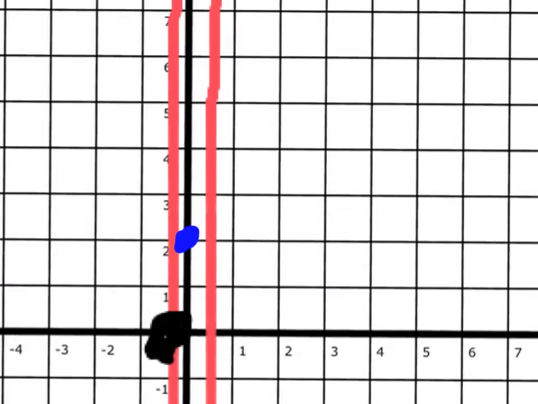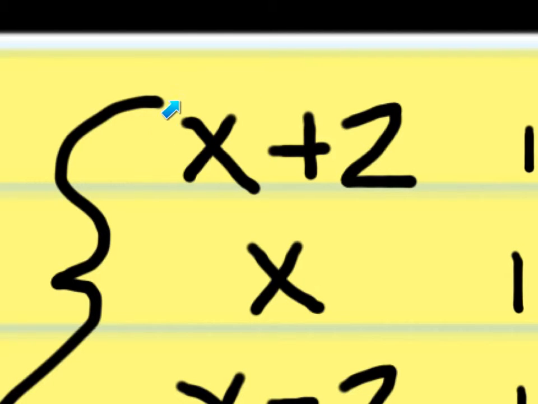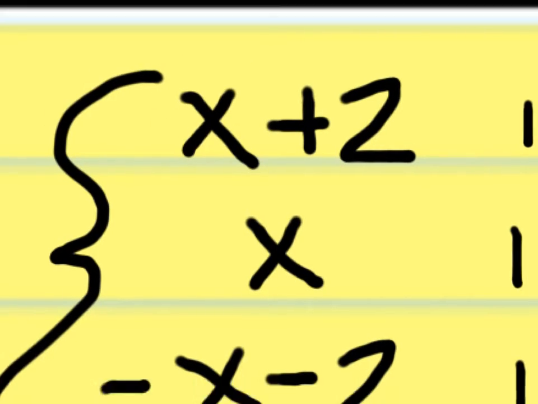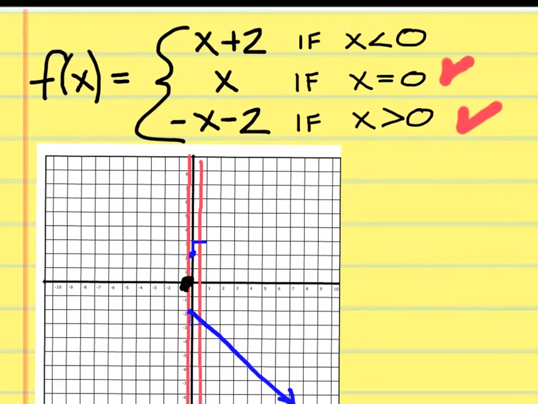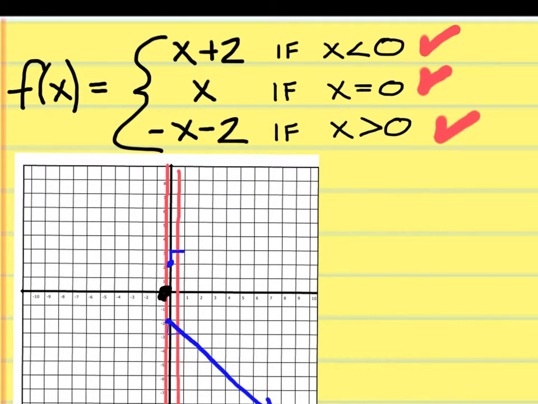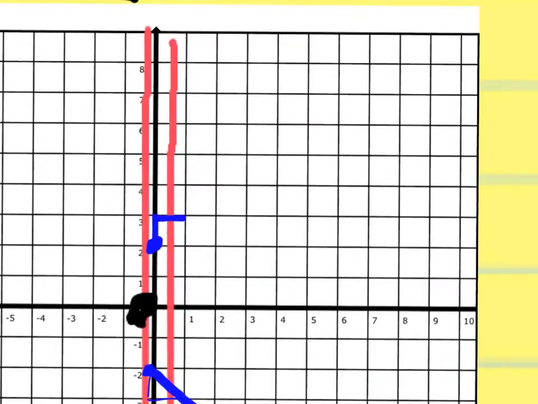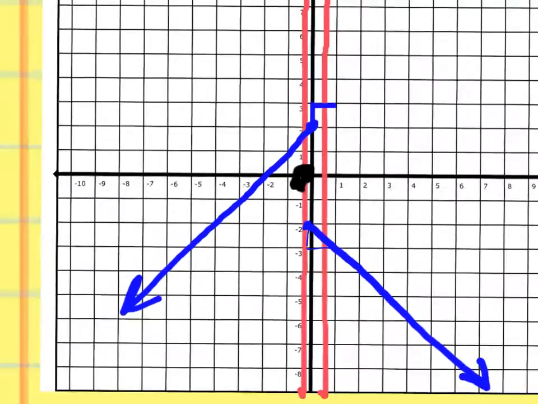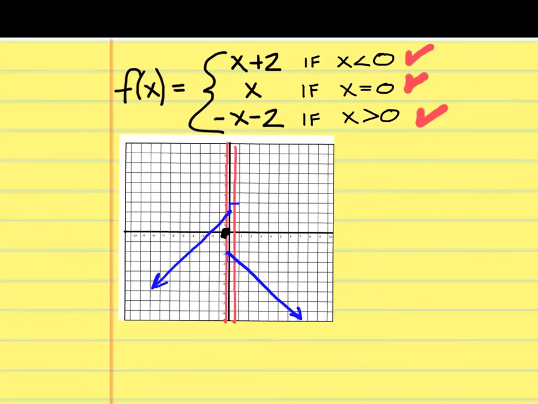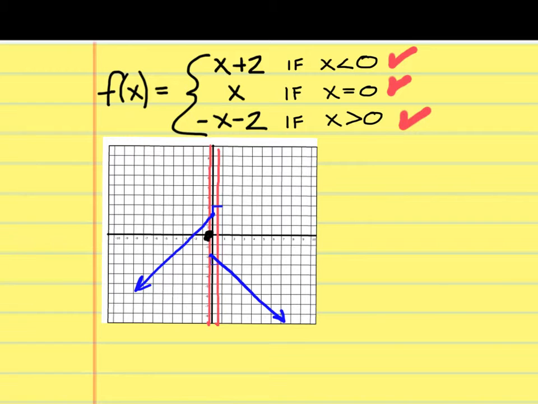The slope is +1, so we go up 1 over 1. But this is only if x is less than 0, as it says here. So it cannot cross 0 and go over to the right. So what we're going to do is draw this line, except you can only include this. So it'll go back that way. And that is the piecewise graph of that piecewise function.